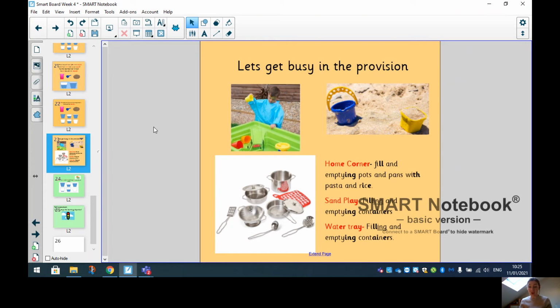If you've got any sand at home, again, you can practice filling and emptying. And if you've got some water, again, you can use your pots and your pans and you can practice filling and emptying those containers. Okay.